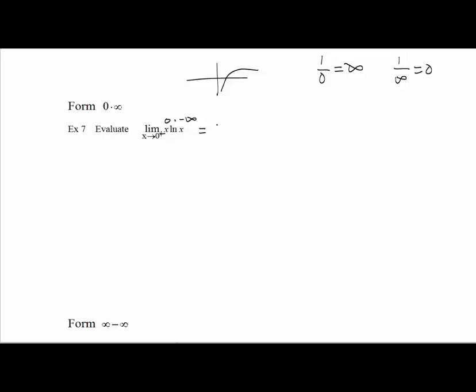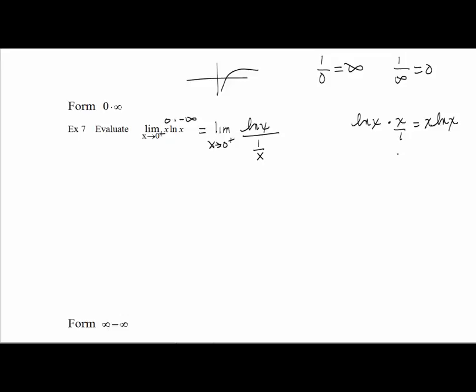So we're going to rewrite this as the limit, and it's a little confusing until you see it. I'm going to write this as the natural log of x divided by 1 over x. So the product of x and the natural log of x is the same thing as the natural log of x divided by 1 over x. So convince yourself off to the side here by just doing the algebra. When you divide by a fraction, you multiply by the reciprocal, and you get x times the natural log of x.